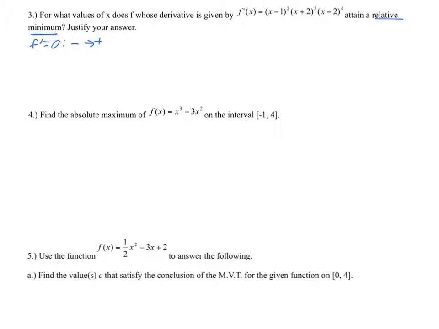So let's make a number line. The number line that I'm going to make is of the zeros of the derivative. So I'm going to make a note that this is a derivative number line. And when will this equal 0? Well, I'm going to have a 0 at positive 1, negative 2, and positive 2.